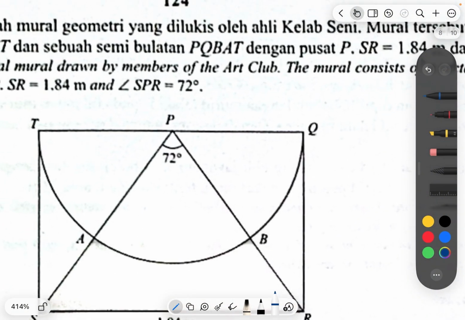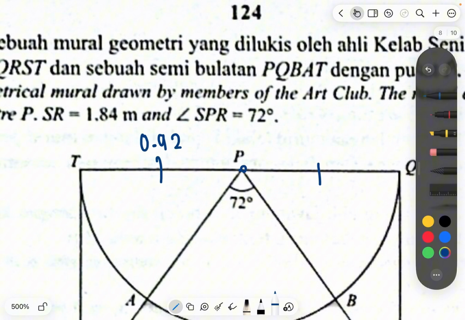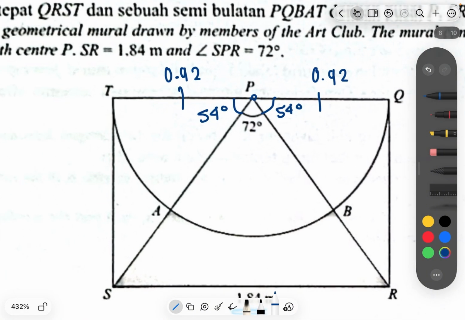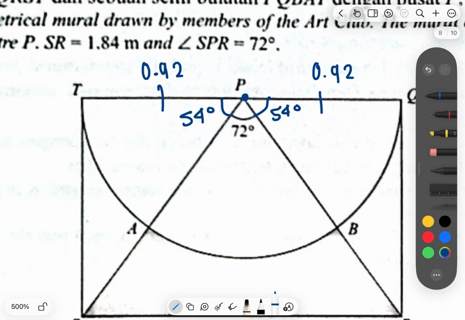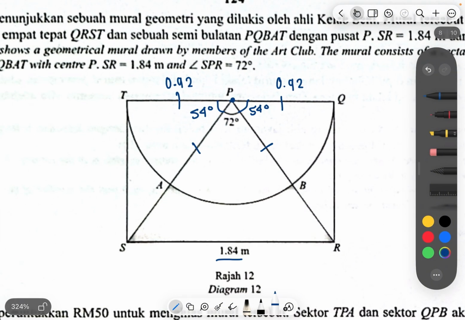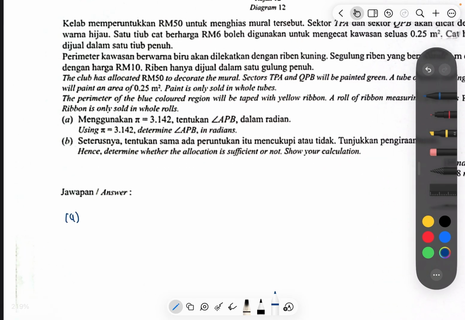Okay, so this is the midpoint. This is 1.84. If it's the midpoint, this is equal to this. So take 1.84 divided by 2, you get 0.92. This one, take 180 minus 72 divided by 2, and you get 54. Why do I take 180 minus 72? This is a straight line, and this is all equal. And this one is also the center, so this is the radius, so this is also equal. And then they want us to find APB in radians.